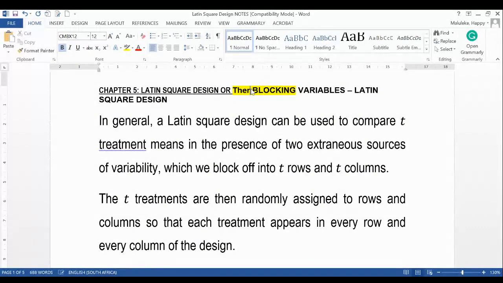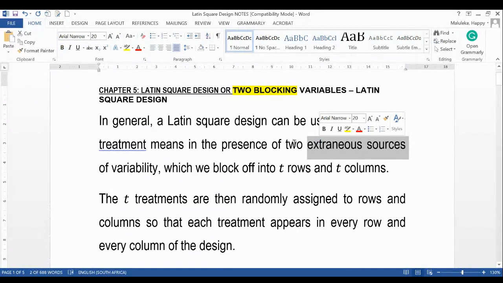It will change this one to 3. Immediately you see 3 blocking factors, it means it will become Graeco Latin square design. But now our focus is only on 2. So the one with only 2 blocks, we call it Latin square design. It says this is a standard one. In general, a Latin square design can be used to compare T treatment means in the presence of 2 blocking factors.